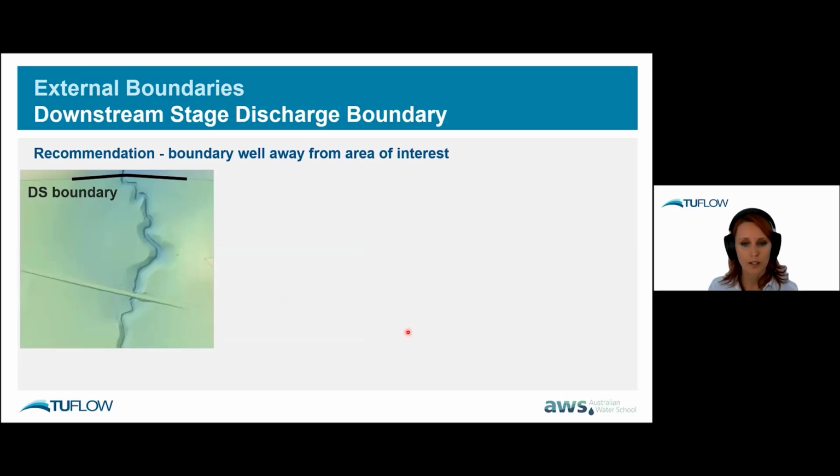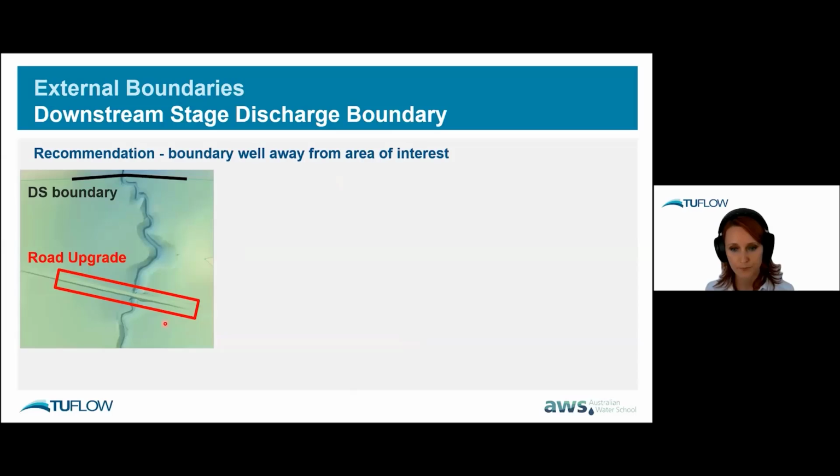The last recommendation that I have for the external boundaries is for a special type of downstream boundary, which is stage discharge boundary. This boundary is very sensitive to water surface slope and should be positioned well away from the area of interest. On this example, we have downstream boundary at the top side of the snapshot, and our area of interest is this road, which should be upgraded.